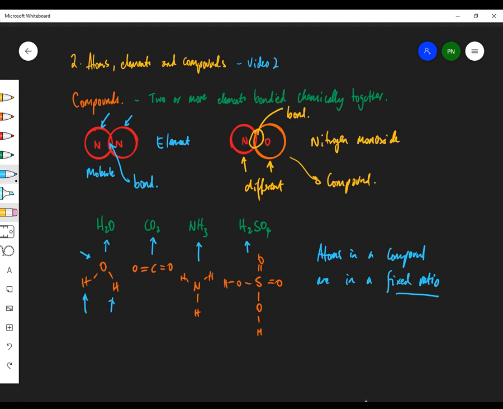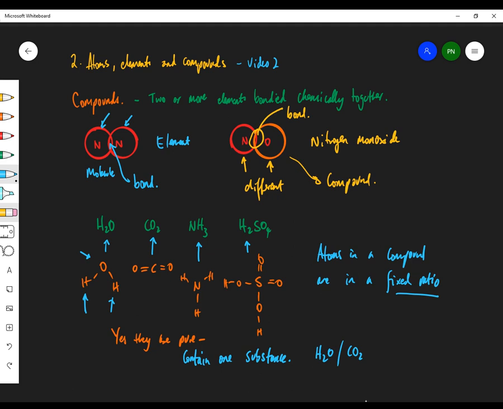Are compounds pure things? Surprisingly, lots of students find trouble with this, but yes, they are pure. Why are they pure? Because they only contain one substance. The substance might be water or carbon dioxide, but water is a substance on its own, and carbon dioxide is a substance on its own. So compounds are pure, and the atoms are in a fixed ratio.